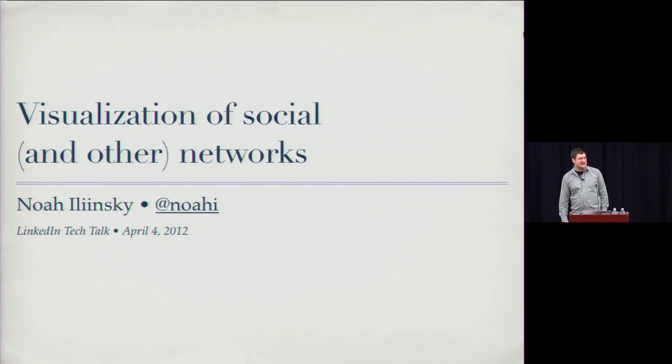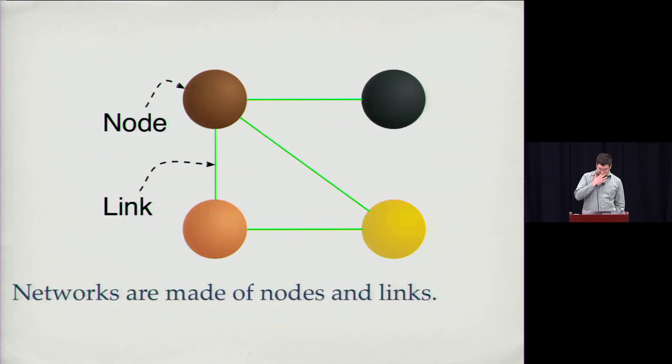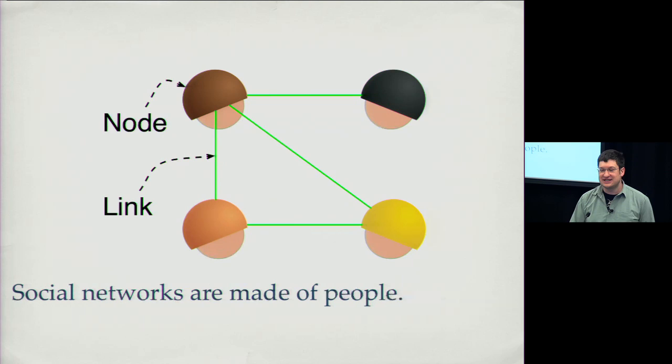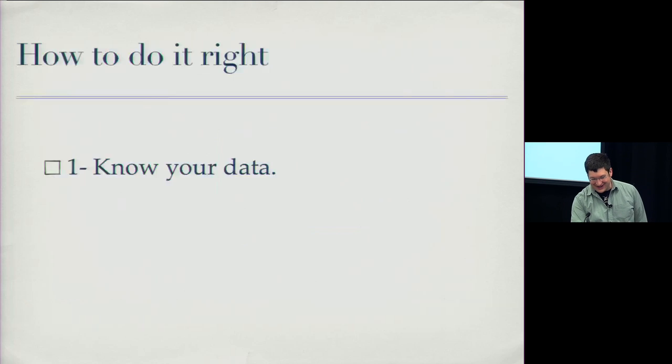All right, so this is, like I said, a little rant, visualizations of social networks, mostly because we're at LinkedIn, and it's a topic that I've been ranting about for a long time, and it's nice to have an audience that I can rant about this particular topic to. So this is not just social networks, this is any kind of networks. So networks of people or other things. Networks, obviously, made of nodes and links. Networks of people, the nodes are just people, sort of like Soylent Green. So social networks, how to do it right.